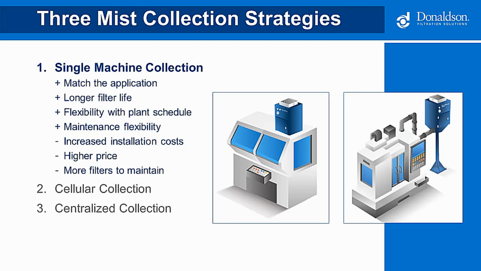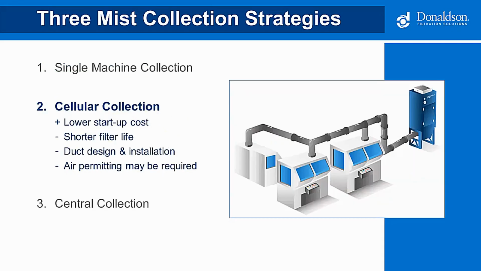You only use the mist collector when the machine is in use. It's easier to reclaim the coolant because you can drain it right back to the machine center's coolant reservoir. Maintenance can be done a lot easier because, again, you're only maintaining that machine and you're not worrying about having to shut down an entire process like a central system. But there are some disadvantages. You could be paying a higher price for multiple individual mist collectors versus buying one system to handle multiple machines. You could potentially have more filters to maintain and dispose of over a central or cellular system.